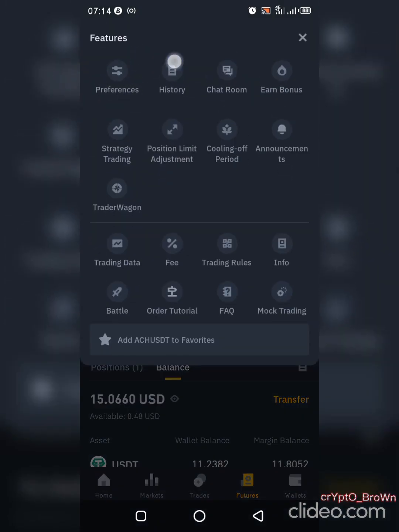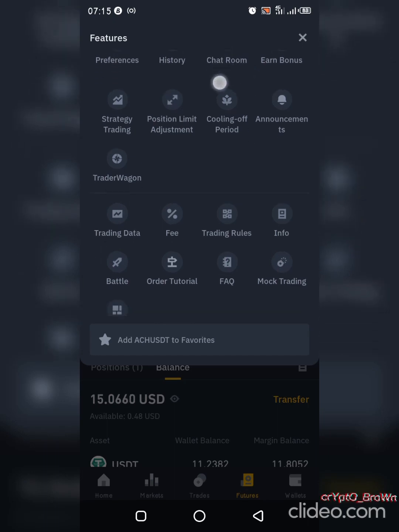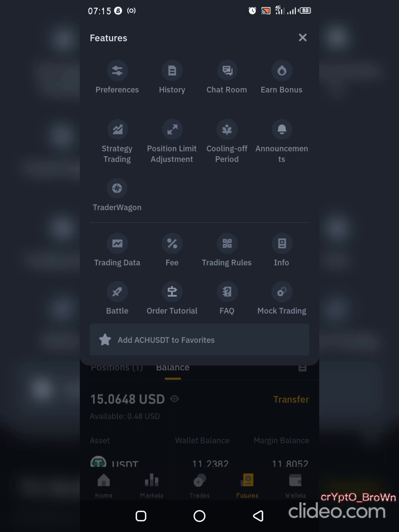You see preference, history, chat room, and bonus. The preference gives you the opportunity to make changes to whatever that you are setting in your trade. The history gives you the history of the orders that you've done. The chat room is a place where people communicate, some of them share signals. And bonus is a place where you can invite your friends and maybe customize your link to futures trading.